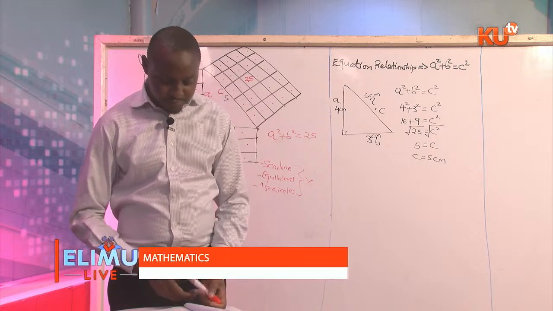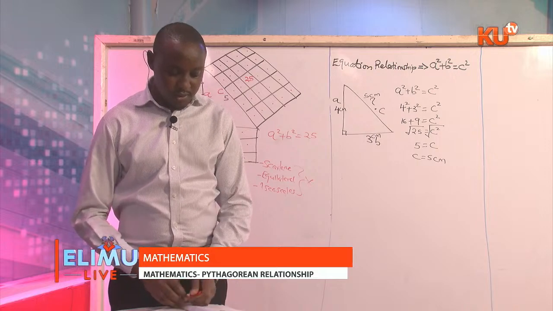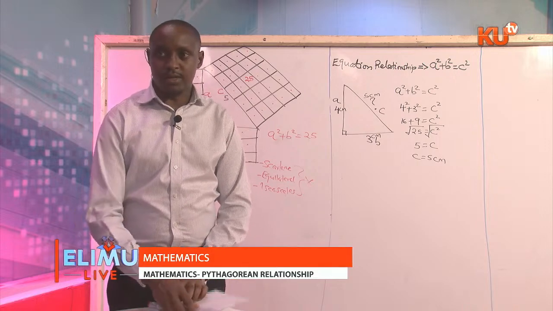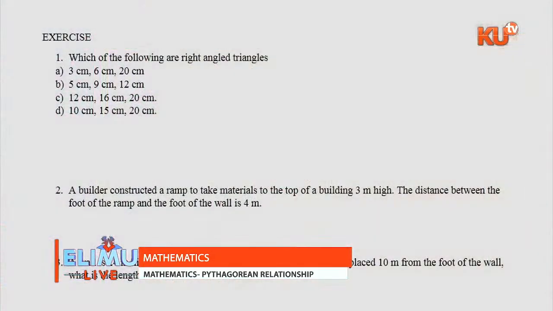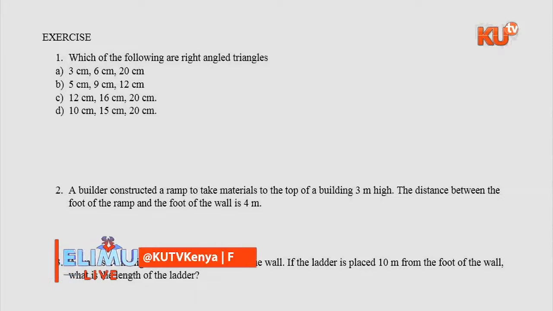Therefore, we now want to look at an exercise. Let's look at our exercise and see what we have. For question 1 on the screen, we are asked, which of the following are right-angled triangles? I'll do A, which is 3 centimeters by 6 centimeters by 20 centimeters.